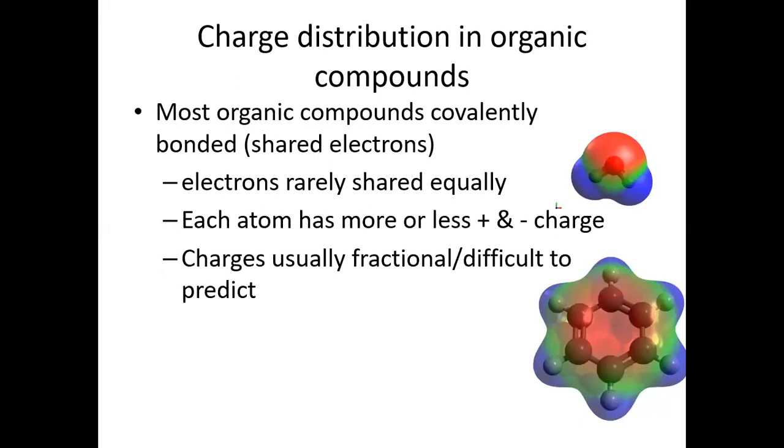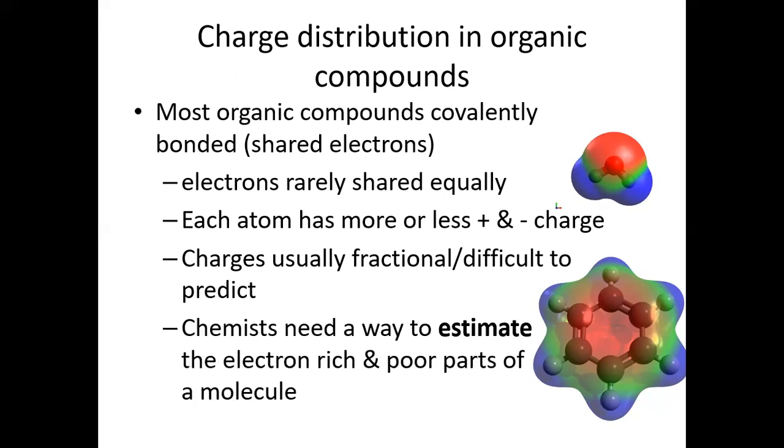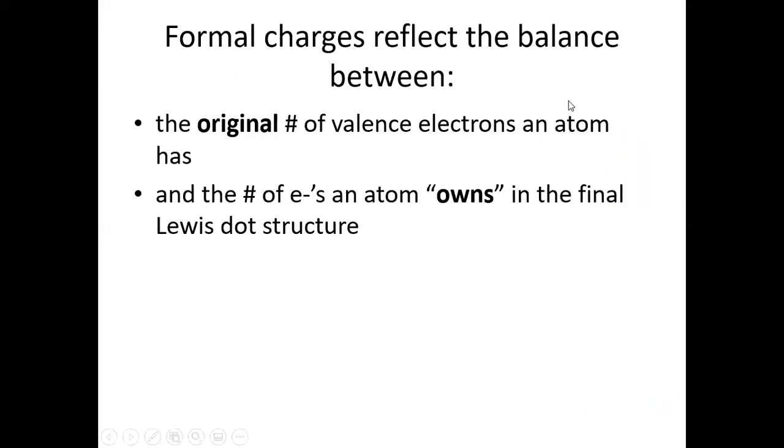And charges are usually fractional or difficult to predict, meaning, yes, I know something's more positive, yes, I know something's more negative, but it's really hard to determine exactly what the charge is. So chemists need a way to estimate the electron richness in parts of the molecule, right? We can't just say this is an ion. When we're dealing with covalent compounds, we need an actual way to do that. And so now, formal charge is a very, very simple way to do this, right?